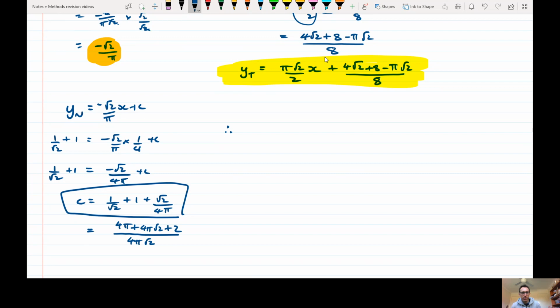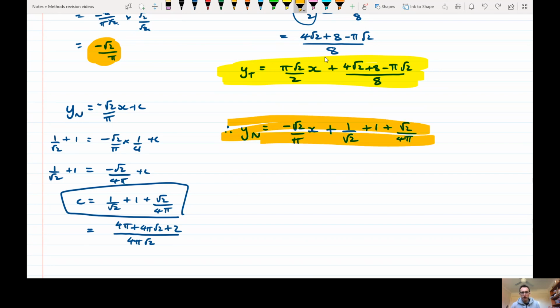So therefore, the equation of the normal, that's a terrible n that I've written, let's try that again, will be y equals negative root 2 on pi times x plus 1 on root 2 plus 1 plus root 2 on 4 pi. So this whole thing here becomes your y-intercept, despite how nasty it looks, and that there is your gradient. So there's the equation of the normal. Slightly more difficult algebra, but the process is exactly the same as the first one, and that is how you do tangents and normals.